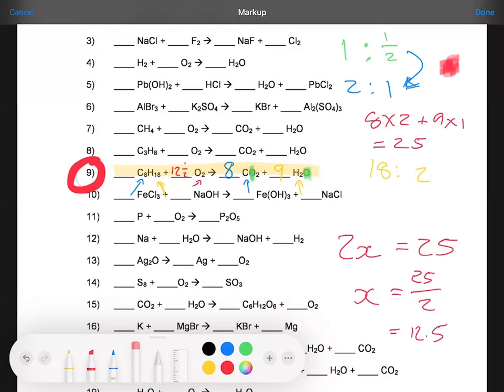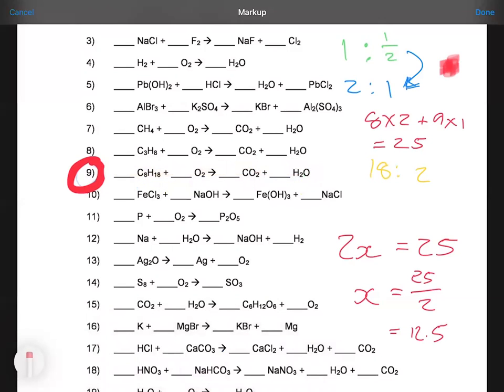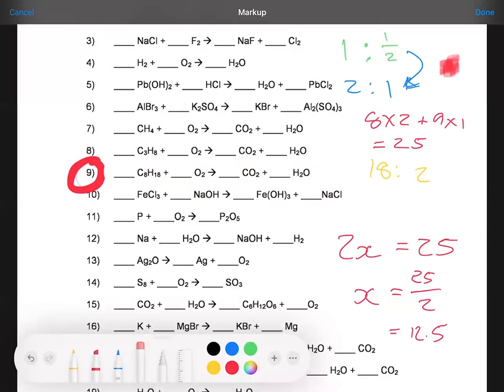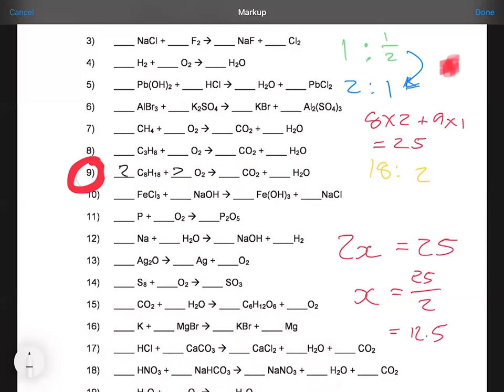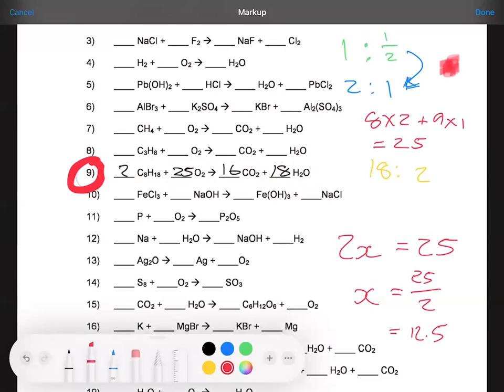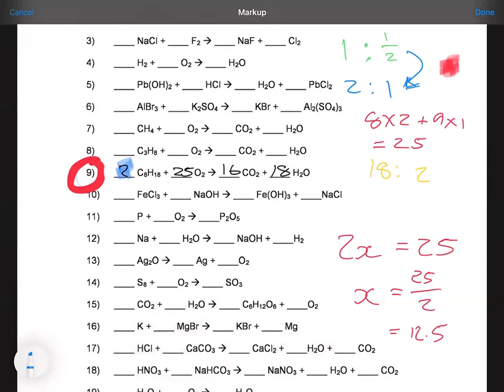So you can multiply everything by 2, and you could end up with 2 of these, 25 of those. How much was the carbon dioxide? That will be 16, and the water will be 18. If I'm not mistaken. And that should work out like that. I very much doubt you'll get one as difficult as that in a test or an exam. I think that's probably as difficult as that could get.